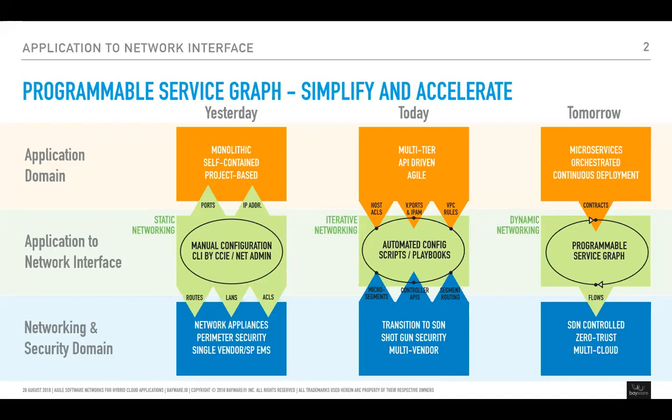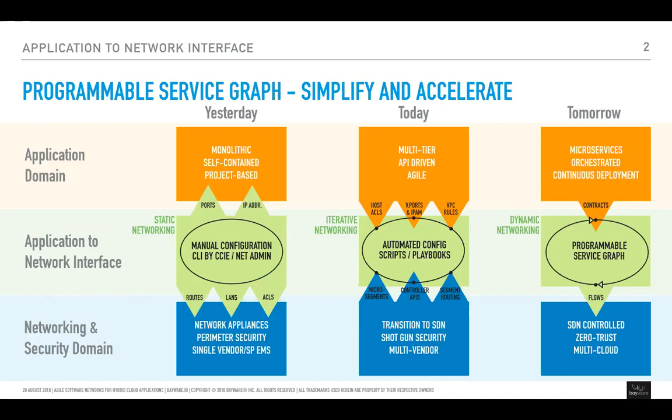Yesterday we had static networking, manual configuration by net admins. They were in control. They provided ports and IP addresses to the application and routes, LANs, access control lists into the networking and security domain. Today we have iterative networking. Yes, we have a lot of automation, but we also have a lot of contention over this interface layer.